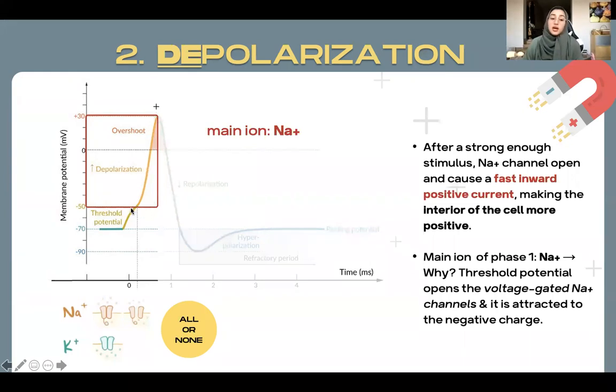Okay, the reason this doesn't happen to potassium is that potassium channels are not open at this point. The voltage gated potassium channels are closed, and although potassium is permeable because you have the leaky channels, it's not enough for potassium to leave the cell in the same amount as sodium going into the cell. You guys understand the depolarization phase so far?